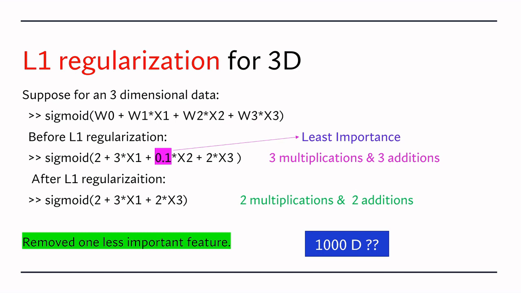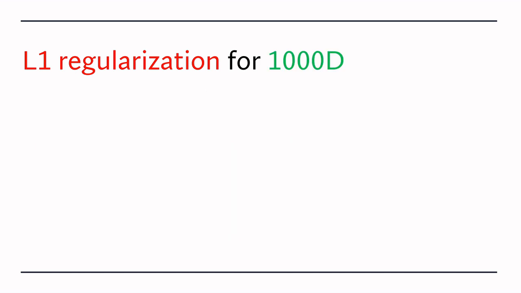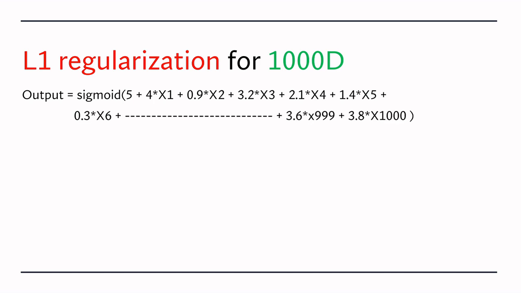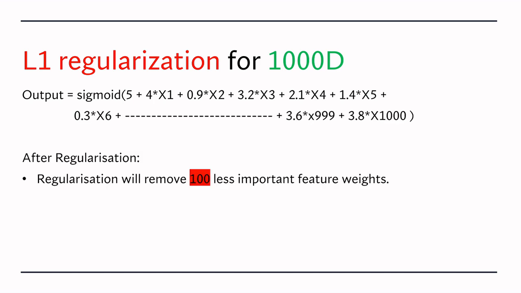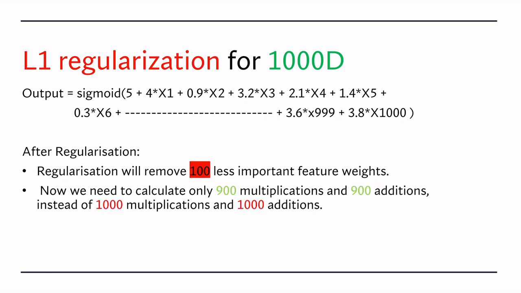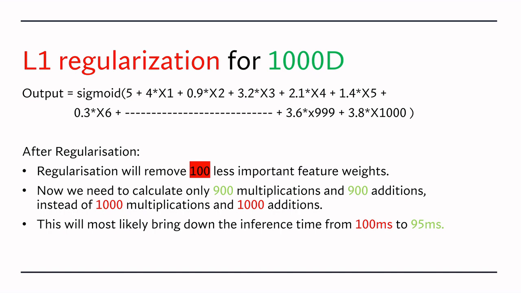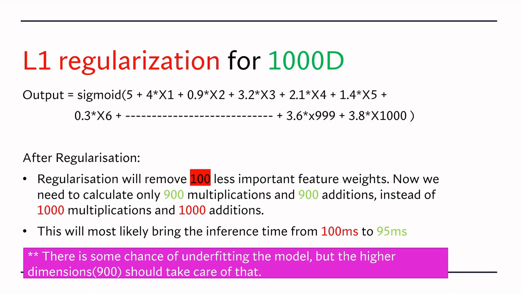But what about 1000 dimensions? Now let's rewrite the same equation of L1 regularization for 1000 dimensions. This will look something like this. After regularization, we can actually get rid of 100 less important feature weights. And now we will need to calculate just 900 multiplications and 900 additions instead of 1000 multiplications and 1000 additions. This will most likely bring down the inference time from 100 ms to 95 ms. There's some chance of underfitting the model, but we are still having 900 dimensions, so those should take care of that.